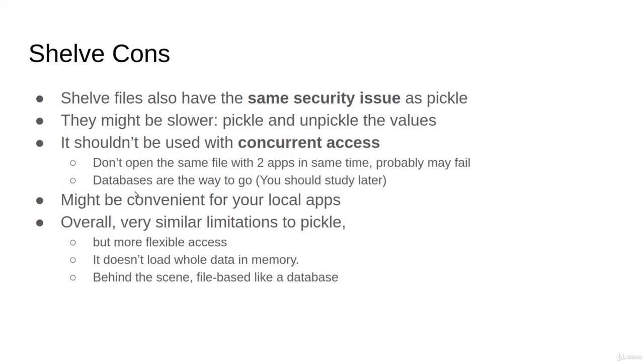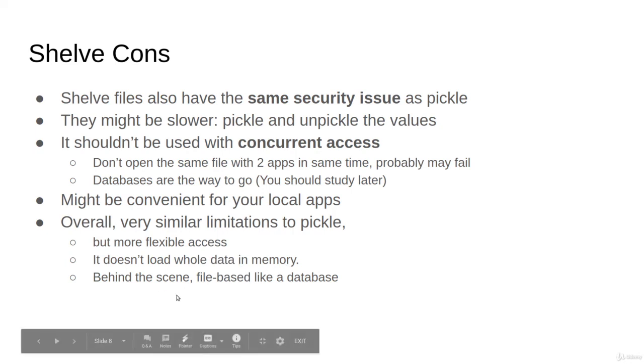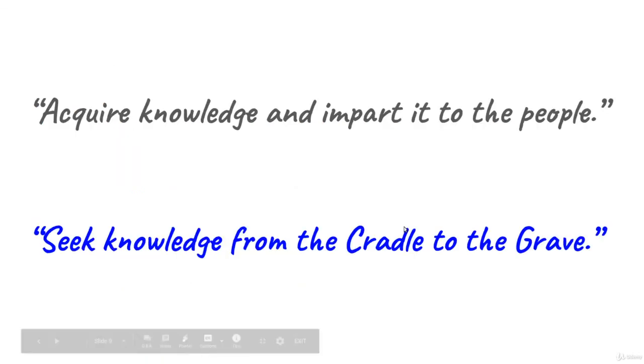The way to go is something more advanced, like databases. Again, it is overall good for your local apps, but it has very similar limitations to pickle. It's a little more flexible in access and good in memory load, but behind the scenes it is more like a file-based approach. But overall, again, for your local apps, never use it at a server level. That's all.